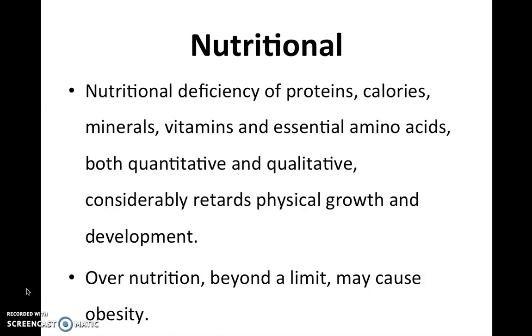So, this is about the importance of the nutritional factor. When there is any deficiency, it will retard the physical growth and development of children. Any deficiency, maybe a protein, calorie, vitamin, mineral, amino acids, maybe in quantity or quality, both will affect the growth and development of children. And overnutrition beyond a limit may cause obesity. So that also we should expect. So children may get overnutrition leading to obesity.